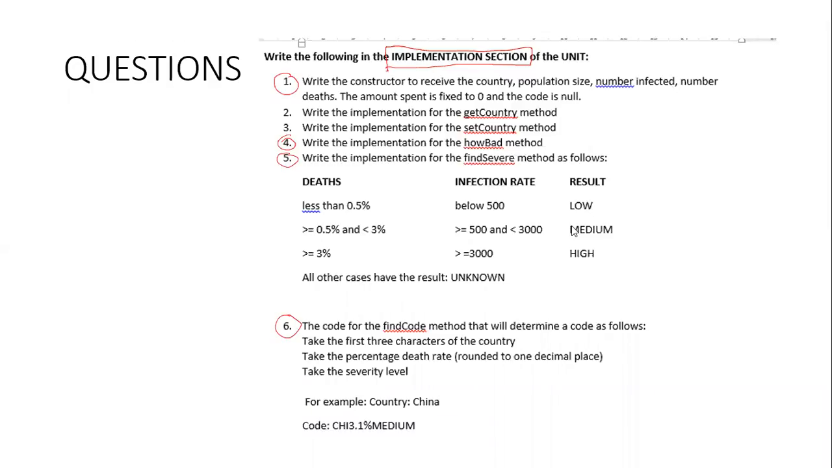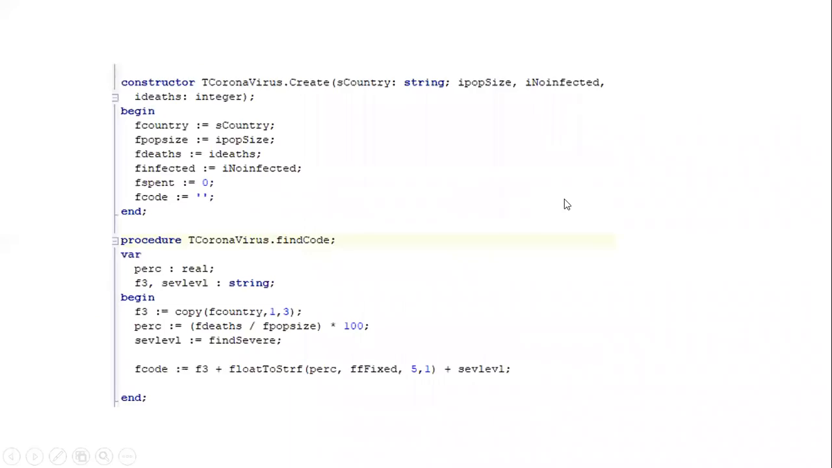So let's look at the answers for these four methods and how they will be implemented. The first one was the constructor, and the constructor was fairly straightforward. If you read the question, remember, in some questions you may have had to refer to the previous set of questions.